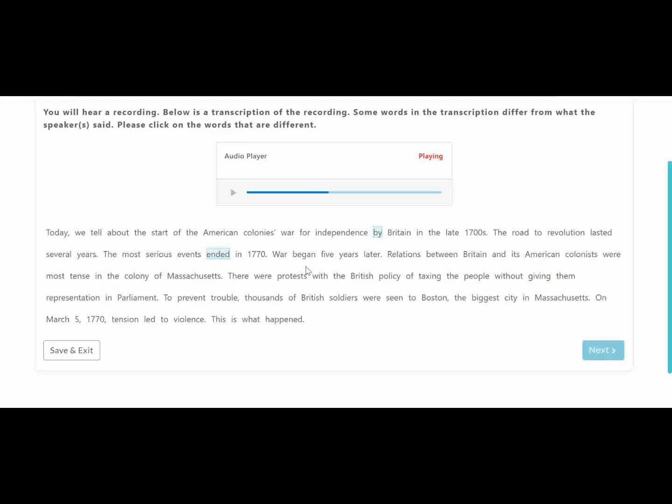Relations between Britain and its American colonists were most tense in the colony of Massachusetts. There were protests against the British policy of taxing the colonies without giving them representation in Parliament. To prevent trouble, thousands of British soldiers were sent to Boston, the biggest city in Massachusetts. On March 5, 1770, tension led to violence. This is what happened.